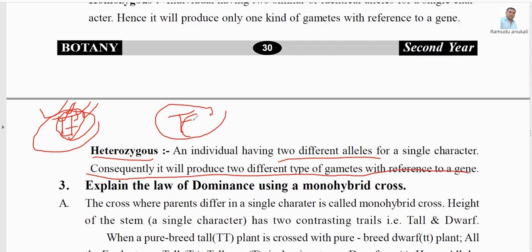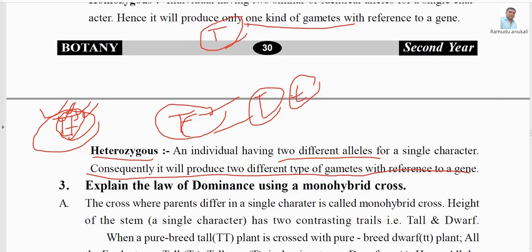So here there will be chances to produce two gametes. One is the capital T and one is the small t. Two gametes there will be a chance to develop. But whereas here only one kind of gamete, that is capital T gamete only, will be produced. So from homozygosity, only one type of gamete will derive, but whereas from heterozygosity, two kinds of gametes are derived. One is the capital, one is the smaller. That is, one is the dominant, one is the smaller one.